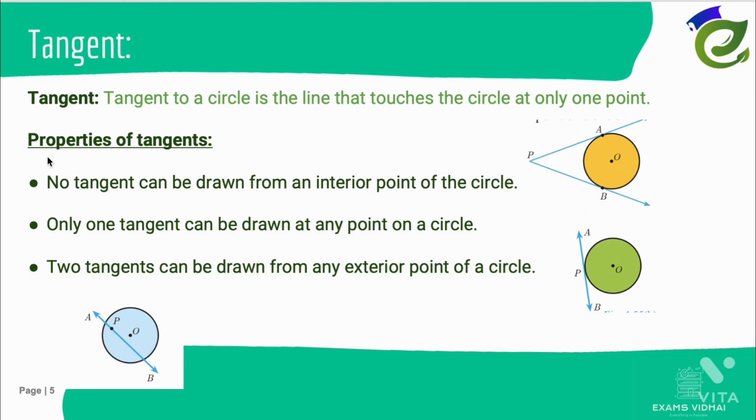Let us look at some of the properties of the tangents. No tangent can be drawn from an interior point of the circle. Only one tangent can be drawn at a point on a circle. Two tangents can be drawn from any exterior point of a circle. With all these things, now we move on to the theorems of circles.